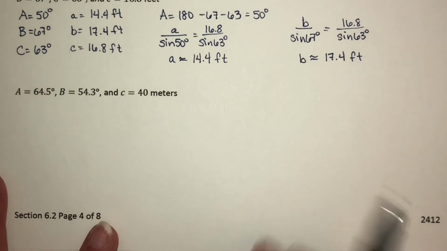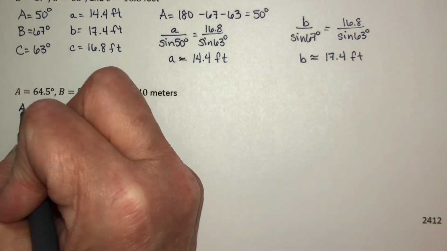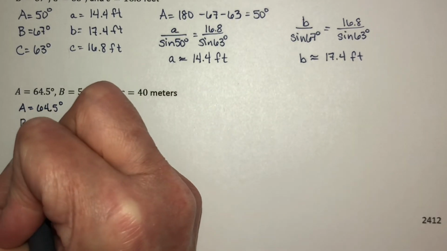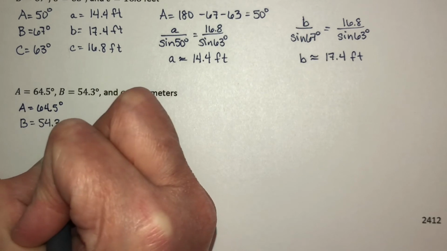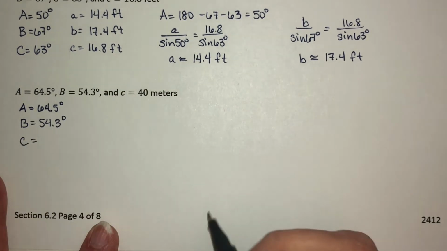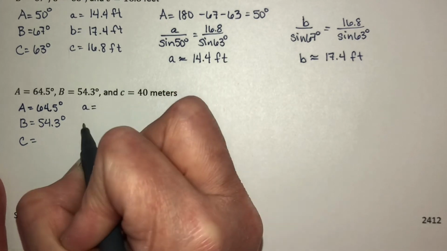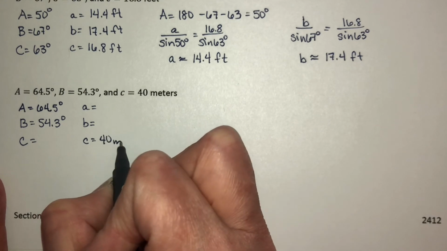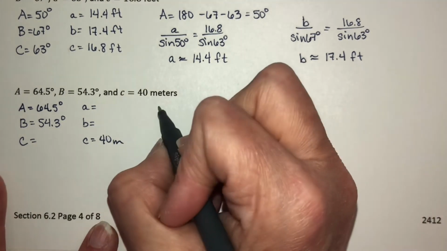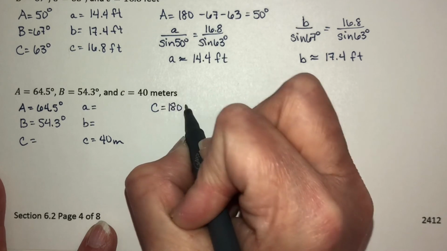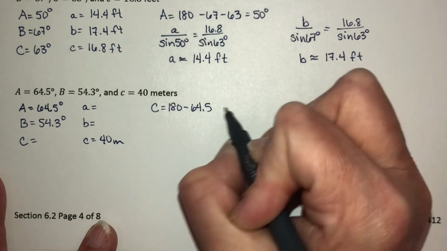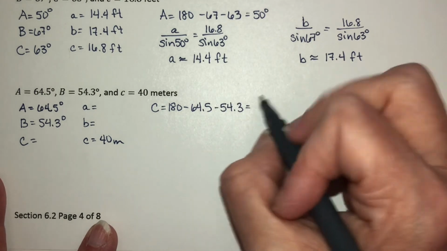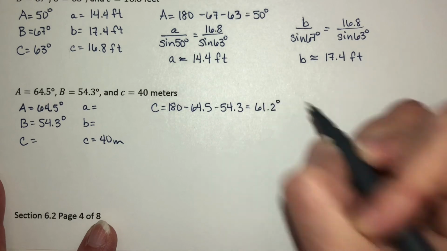Okay, for this one, A is 64.5 degrees. B is 54.3 degrees. C, we don't know. Side A, we don't know. Side B, we don't know. Side C is 40 meters. So angle C is 180 minus 64.5 minus 54.3, which gives you 61.2 degrees.